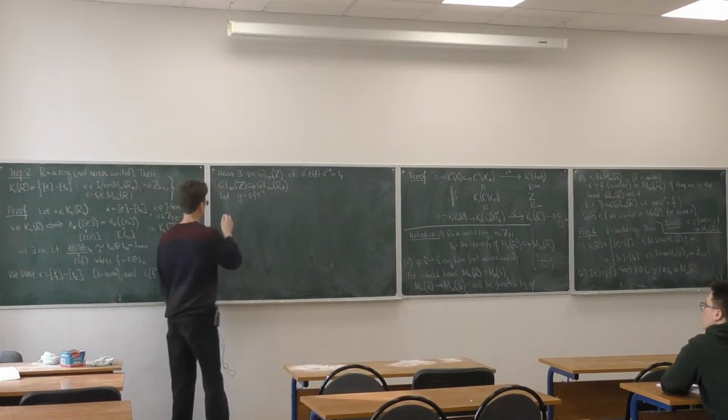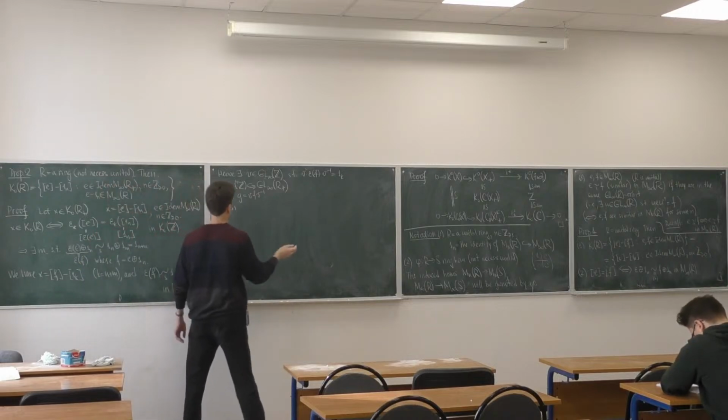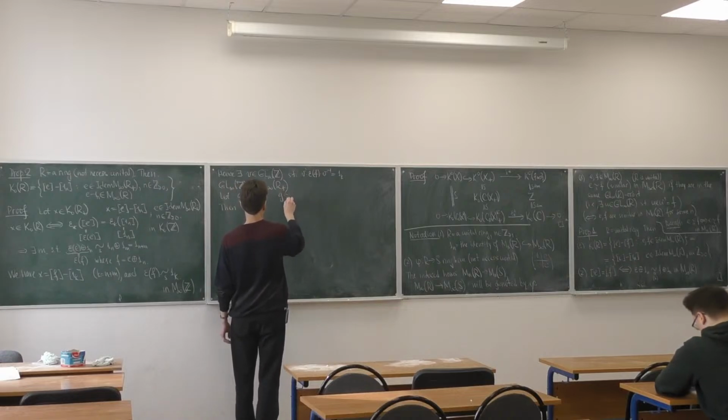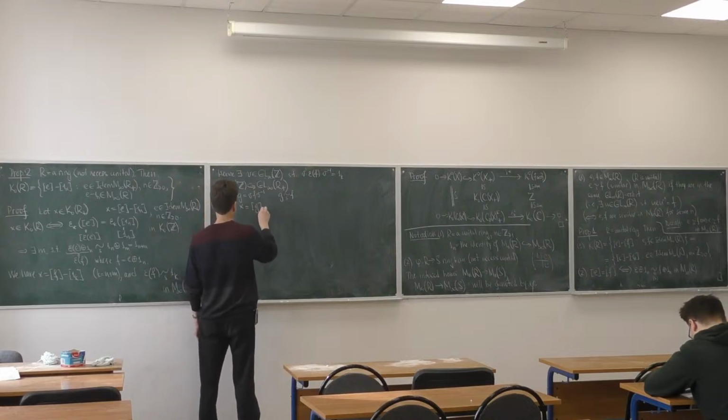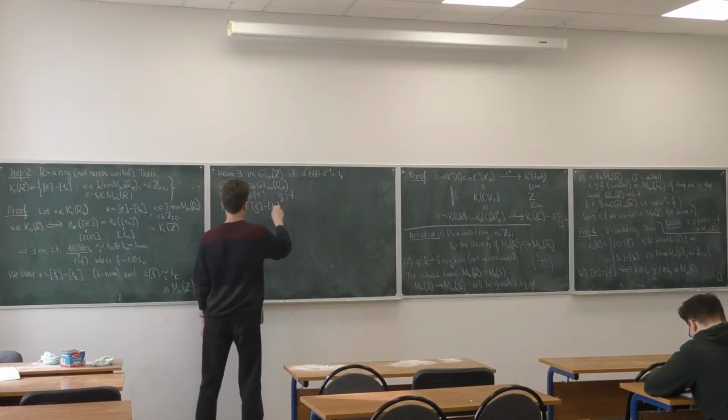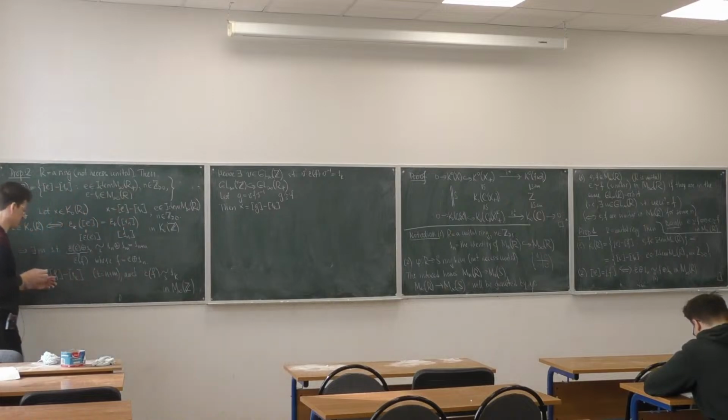Then, of course, G is similar to f. So X can be written as G minus 1k. We simply replace f by G. They are similar.